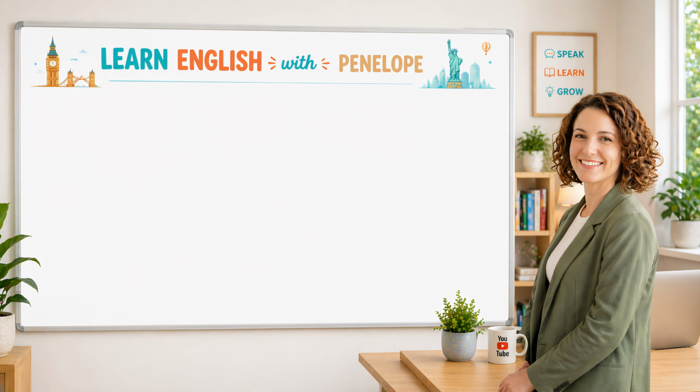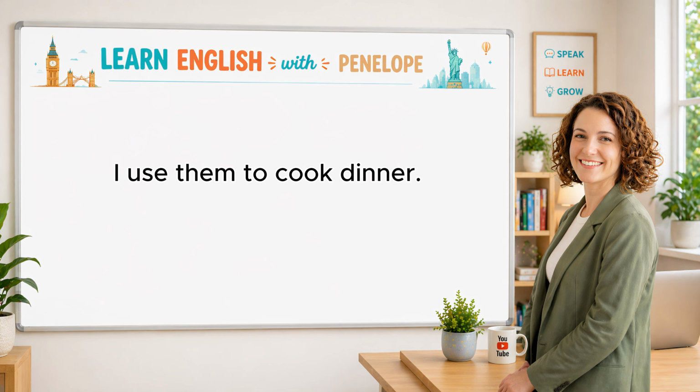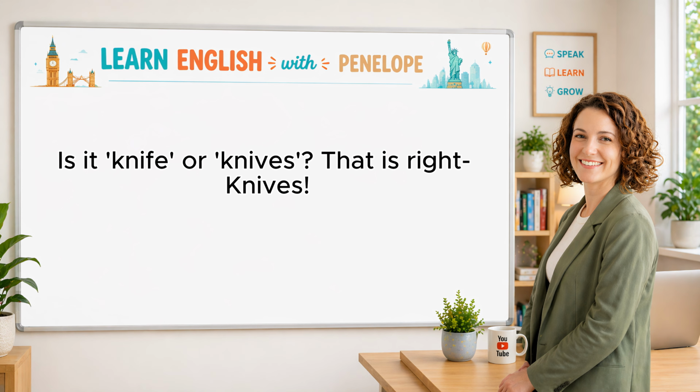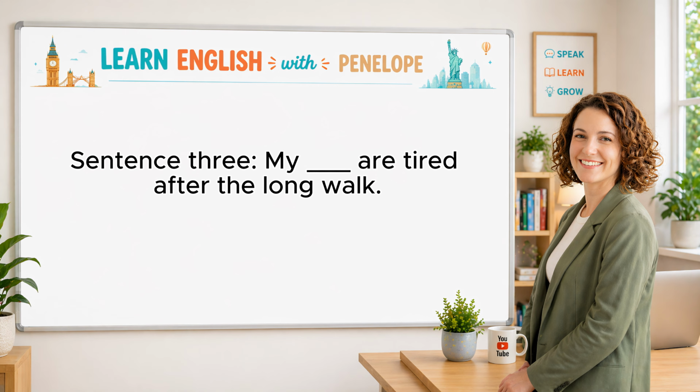5 children. Sentence 2. The blank are very sharp. I use them to cook dinner. Is it knife or knives? That is right, knives. Because there is more than one, we use the plural. The knives are sharp.